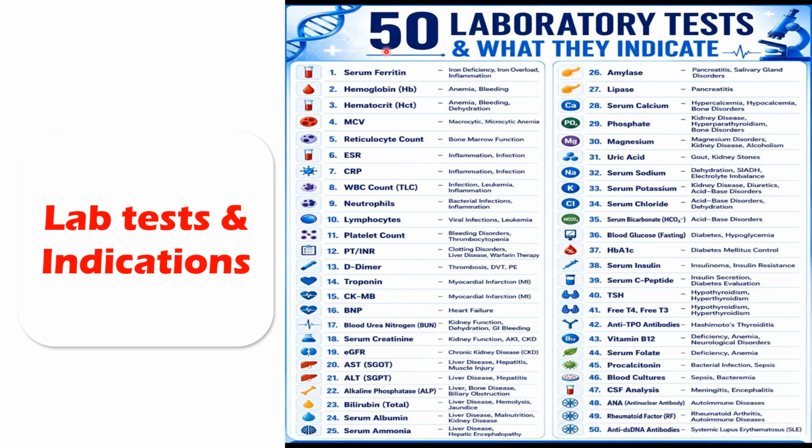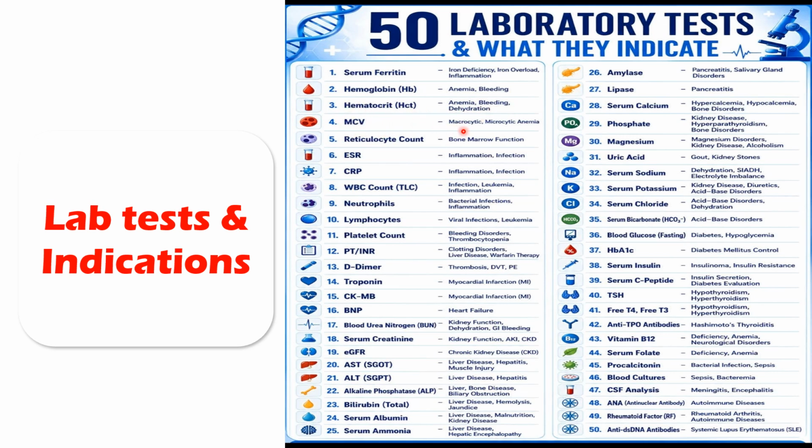So in today's video, we are going to see 50 important laboratory tests and their indications. So the first one is serum ferritin. It is indicated in iron deficiency, iron overload, inflammation. Then hemoglobin in anemia, bleeding. Hematocrit in case of anemia, bleeding, dehydration.